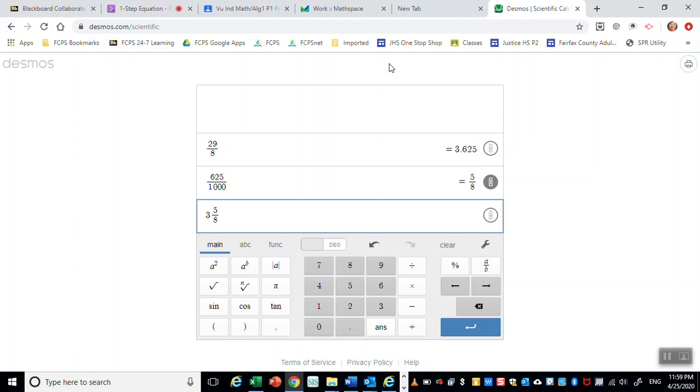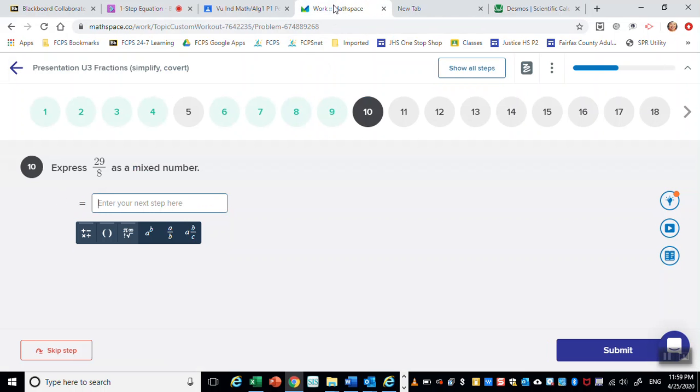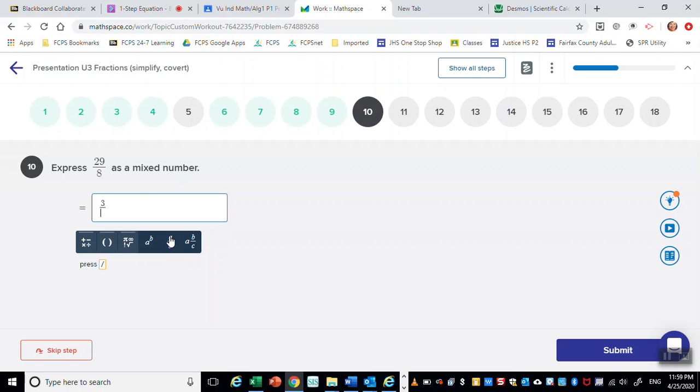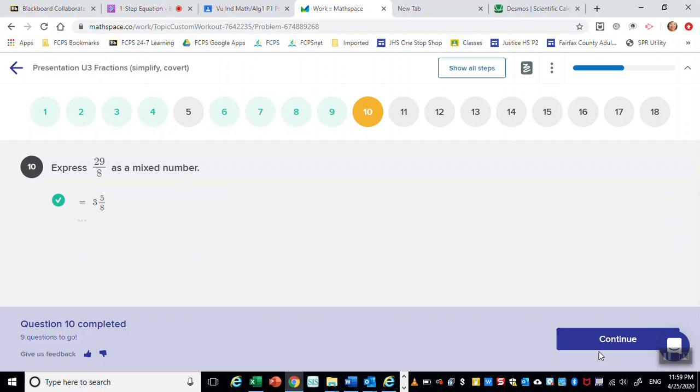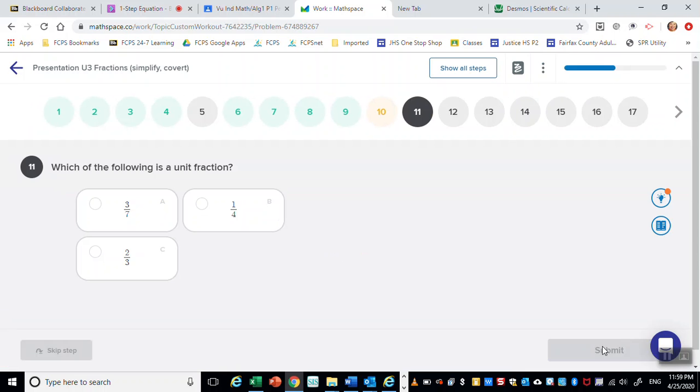Okay, in the next video I will show you more steps on converting from improper fraction to mixed fraction, but now it's just 3 and 5/8, then that would be the answer. So it would be 3, and then you put in here 5, 8, right, and you have to put 3 in the top, in the front. Okay, so you submit it, and that's the answer. So we have done 10 and we go to 11.